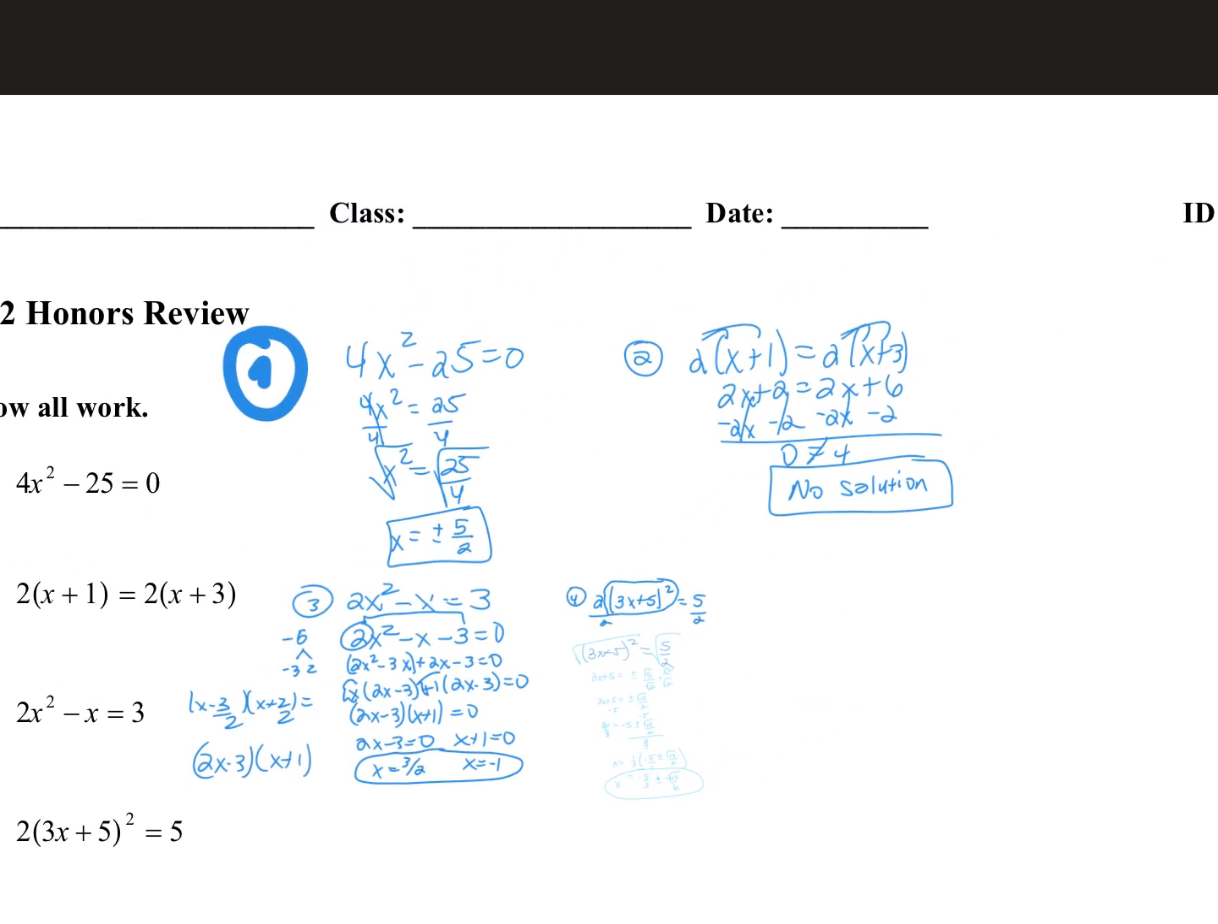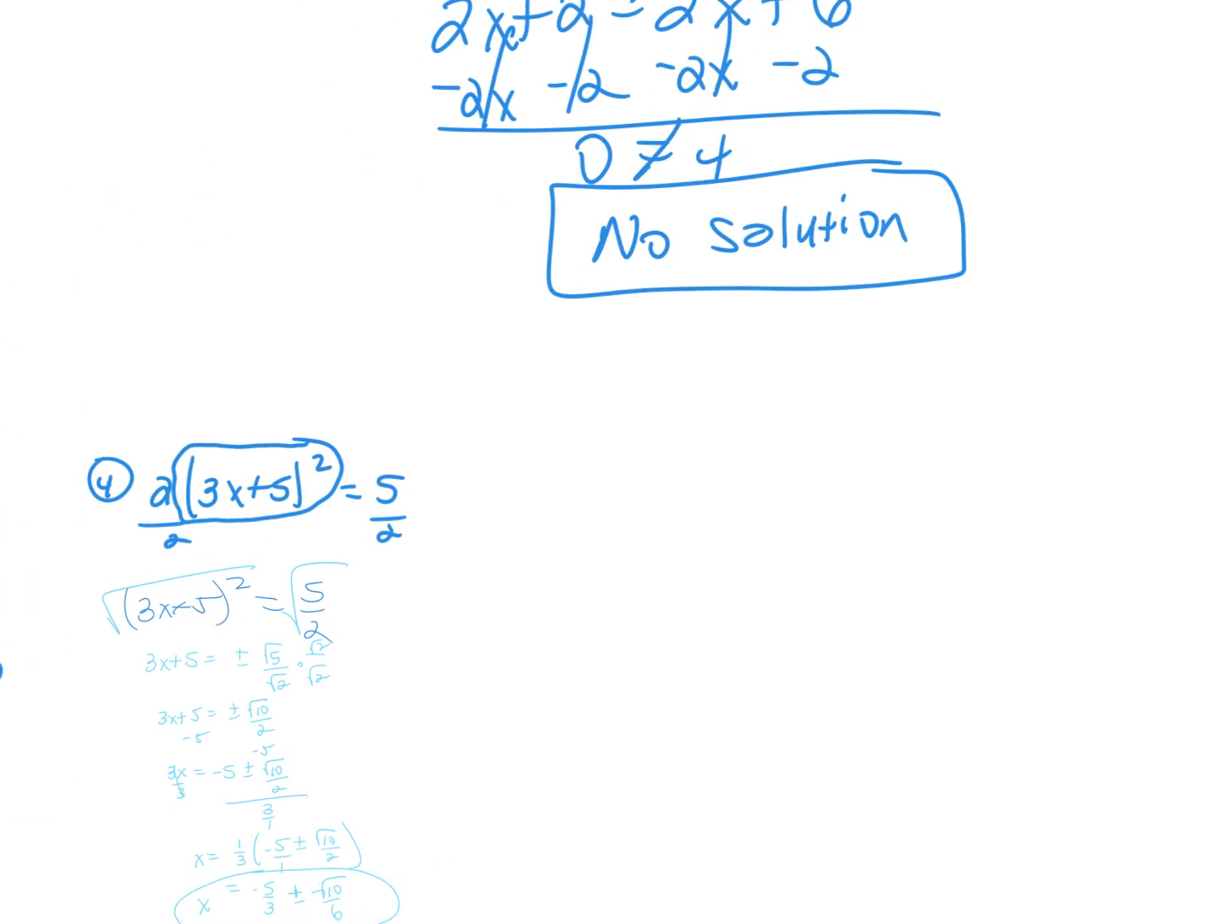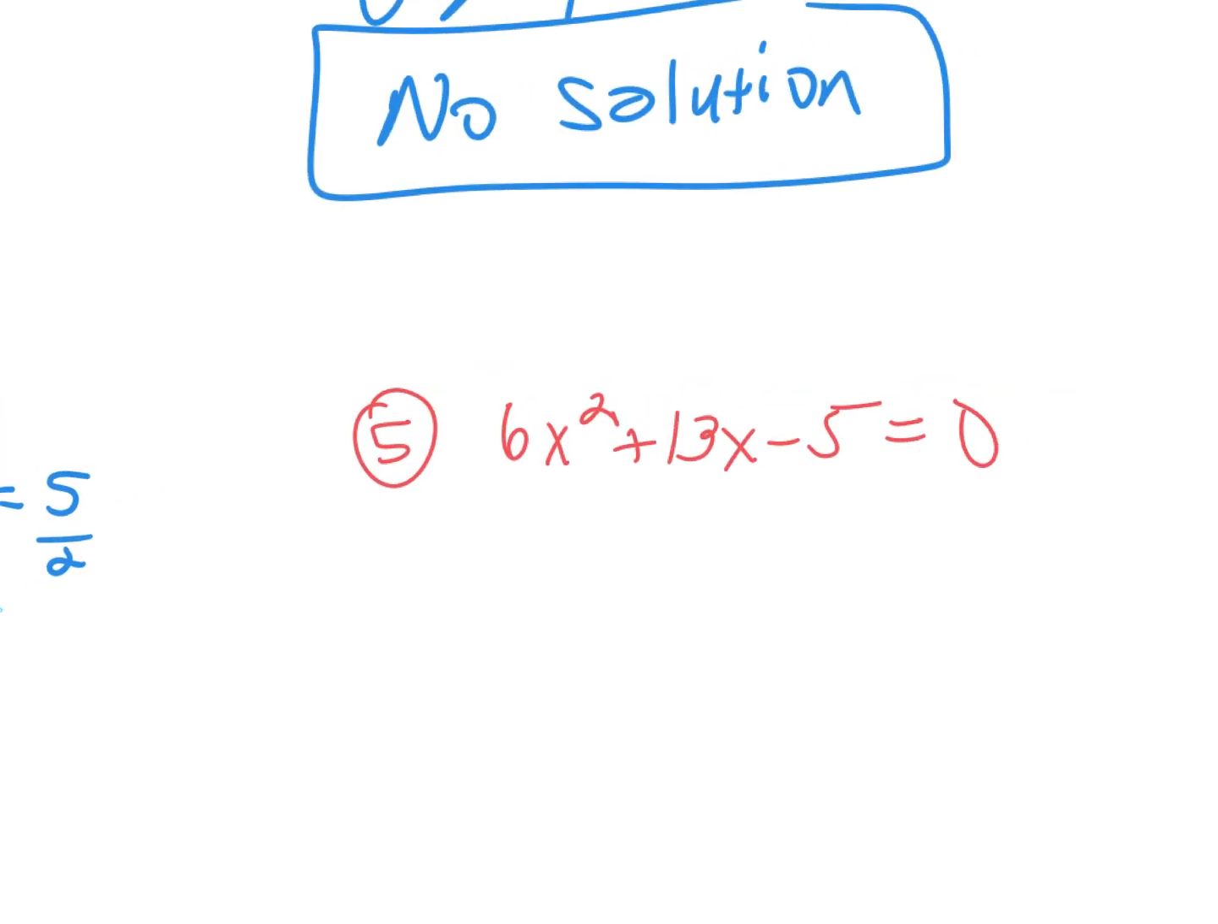All right, moving along to number 5, we'll do over here. So number 5, it says 6x squared plus 13x minus 5 equals 0. So this is a quadratic. I have an x squared and an x. So the first thing I'm going to try to do is factor. Hopefully this does factor. If not, we have to complete the square.